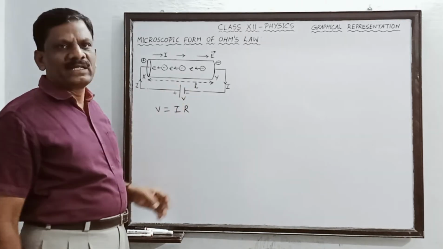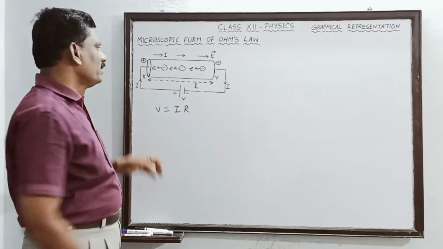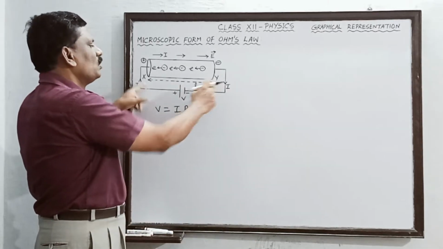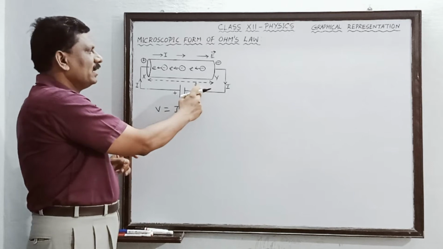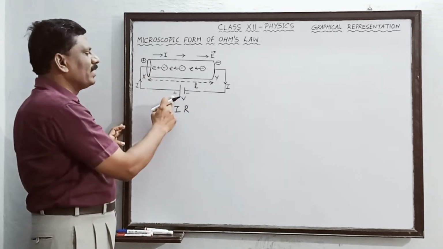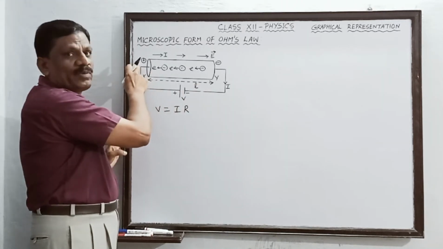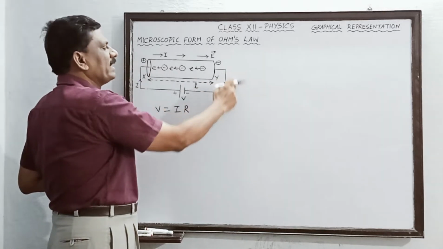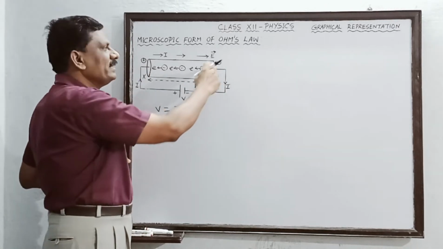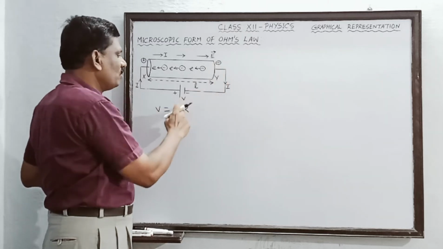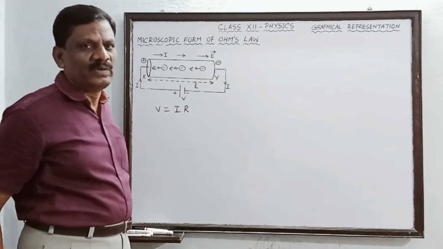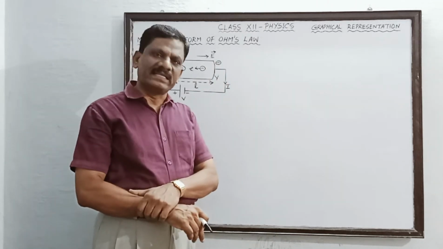Now look at the conductor once again given in the picture. XY is a conductor whose length is L and the end X is connected to the positive of a battery, so it is at a positive potential. The end Y is connected to the negative of a battery and hence it is at a negative potential. So V is the potential difference between the two ends of the conductor.